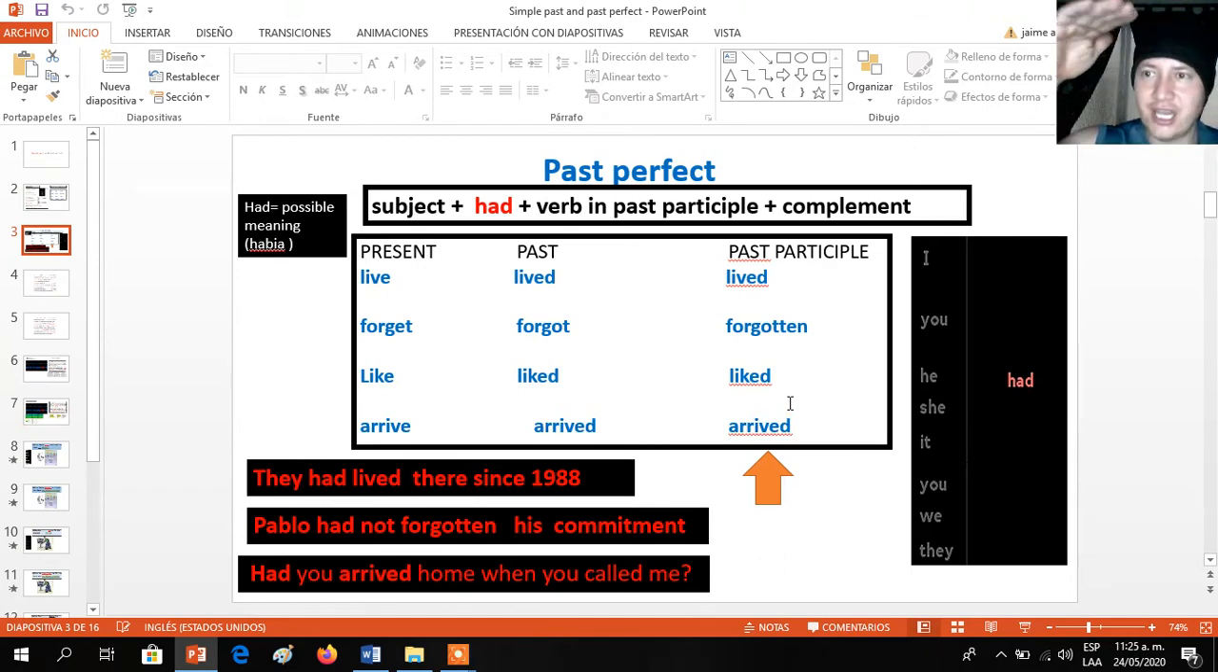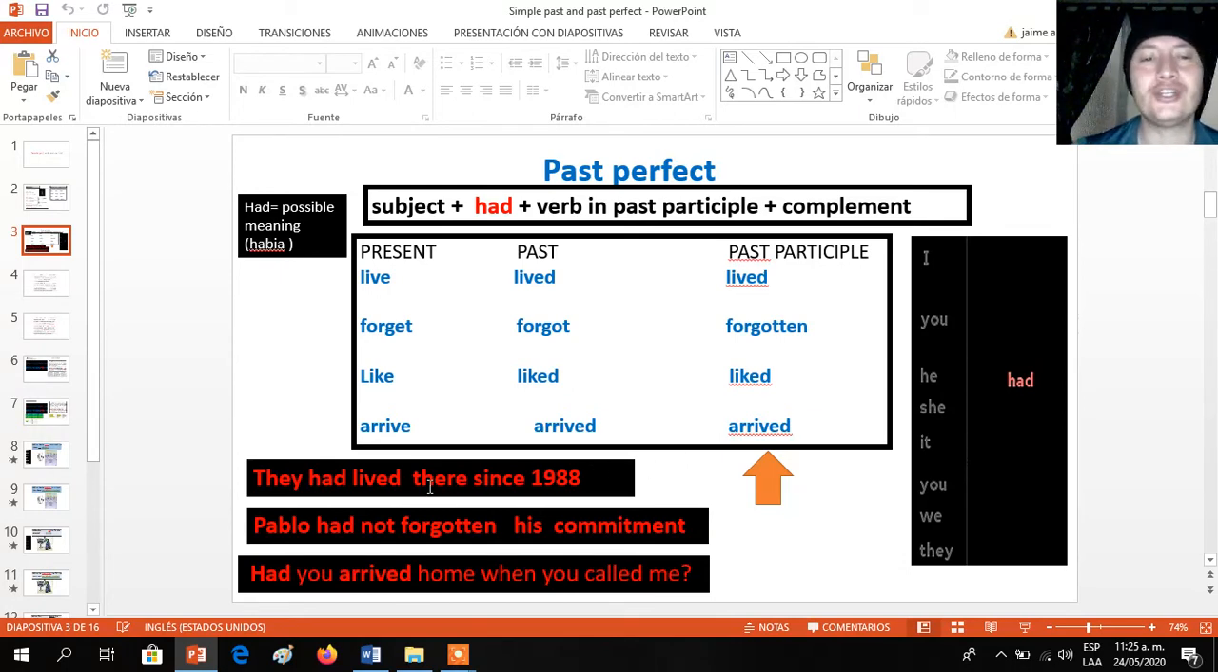If you check the list in English, in your dictionary, for example, in the last part or in the middle of the dictionary, we can see different verbs and how they are conjugated in present, past, and past participle. You have to use this third line: lived, forgotten, liked, or arrived. Choose which of them are regular or irregular. Very good. Regular or irregular? Regular. Regular or irregular? Irregular. Regular or irregular? Okay, very good, guys.